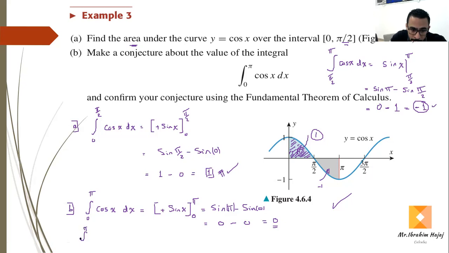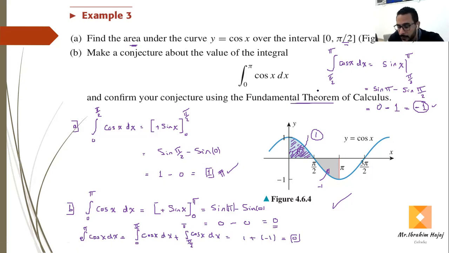You can also write the area from 0 to pi of the same function, cosine x dx, as the sum of the area from 0 to pi over 2 of cosine x dx plus the area from pi over 2 to pi of cosine x dx. When we add up these two areas, 1 plus negative 1 is directly 0. It's 0, by using the fundamental theorem of calculus, part 1.